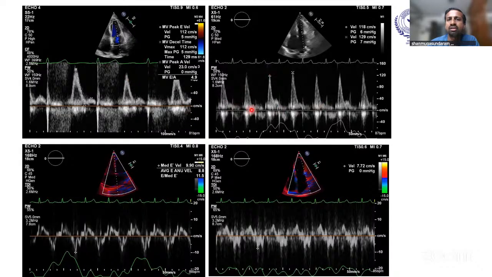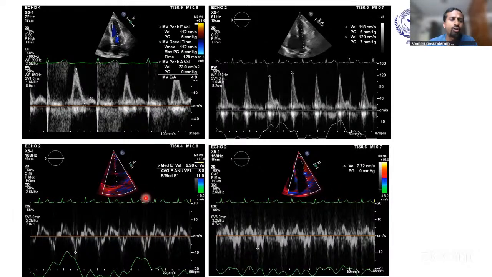There is no significant respiratory variation noted in the E velocity, though there was evidence of pericardial collection, with no obvious evidence of tamponade physiology here. This is the medial annular velocity, which is about 9.9 centimeter per second, and the lateral annular velocity was slightly lower, almost 7.7 centimeter per second.